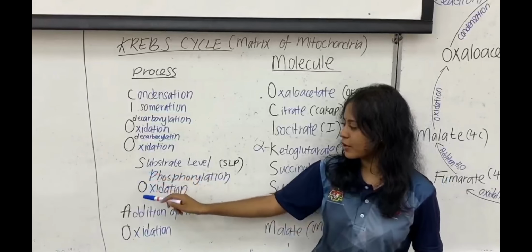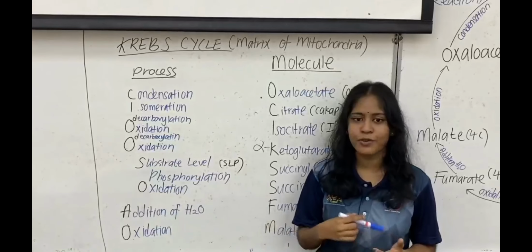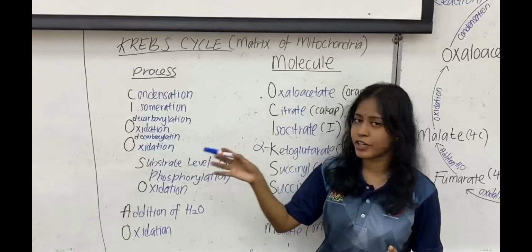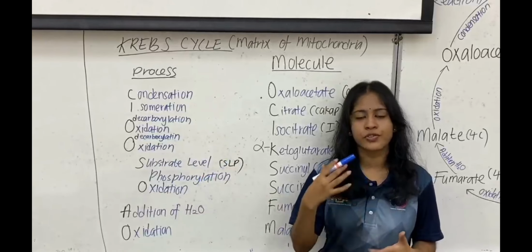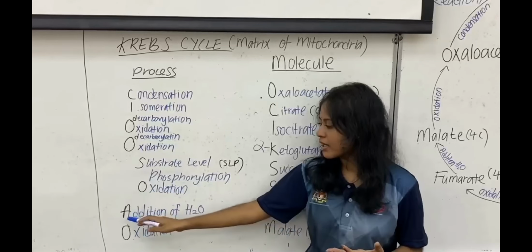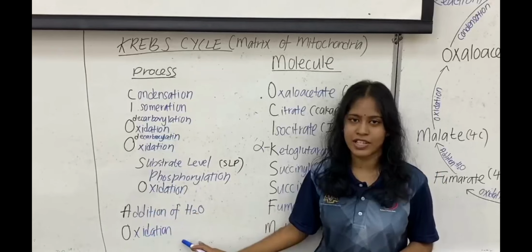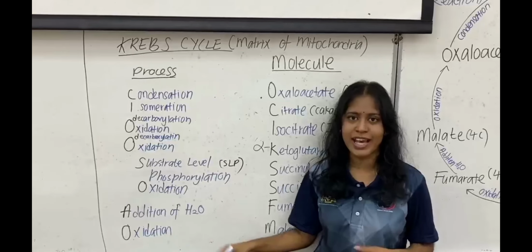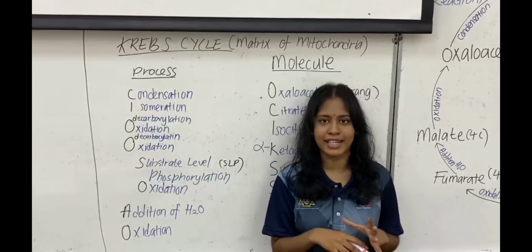Then we have S and O. S stands for substrate level phosphorylation. My friend would have explained that before in glycolysis. So substrate level phosphorylation is a process to form ATP. And after that you have oxidation, and again A, addition of H2O, and O, again oxidation. So you have a lot of oxidation here, and I'll further explain it, relating it into the cycle.